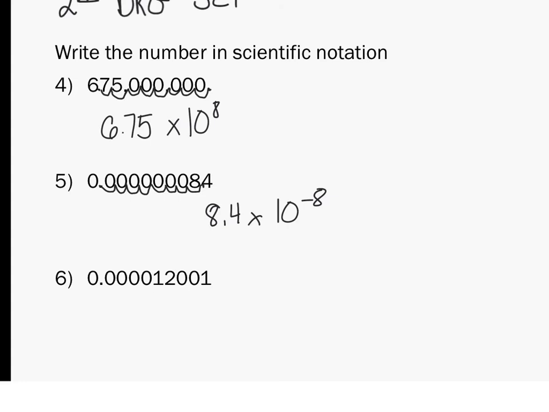Number 6, I'll have another negative exponent. Go 1, 2, 3, 4, 5. We're stopping here because 1.2001 is greater than or equal to 1 but less than 10. If we move our decimal one more spot, it would be 12, and that would be greater than 10, and you cannot do that. Times 10 to the negative 5th.